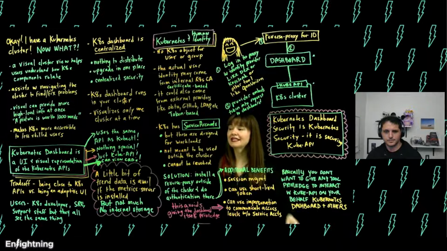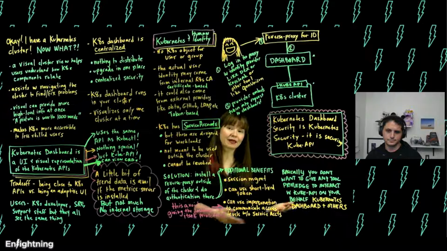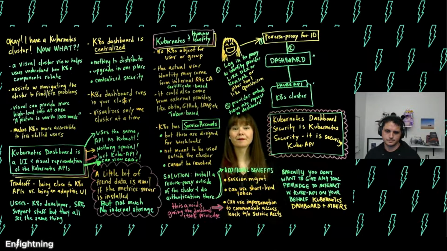So Kubernetes Dashboard itself is a UI, and it's a visual representation of the Kubernetes APIs. So it's very close to the Kubernetes APIs. So this has advantages and disadvantages. It can't do some more advanced things. There's no extra processing between the Kube API and you. So it can't do advanced things.